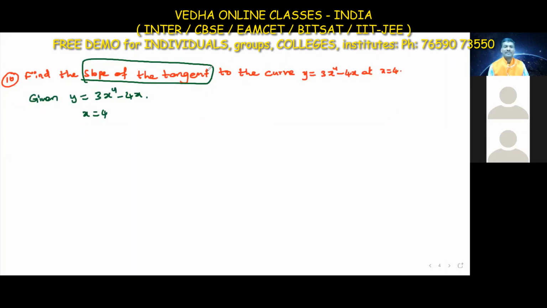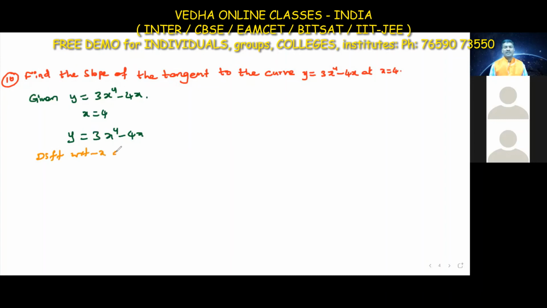Now take that function, y is equal to 3 into x power 4 minus 4x. Now differentiating with respect to x on both sides. So that is nothing but we write the derivative dy by dx.